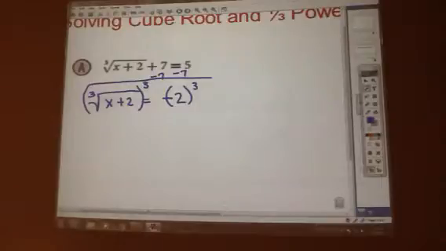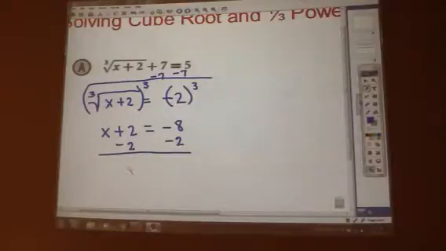So cubing a cube root gets rid of that, so it will just leave us x plus 2, and then negative 2 cubed is negative 8. Subtract 2 on both sides. X equals negative 10.